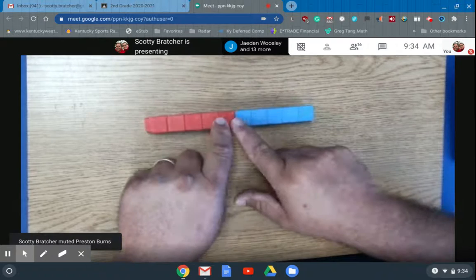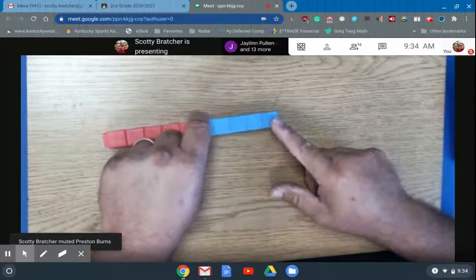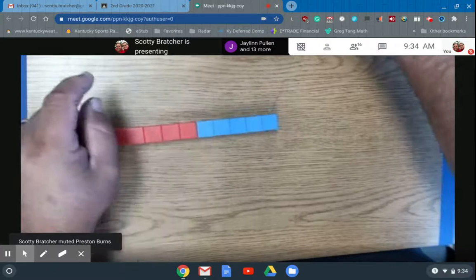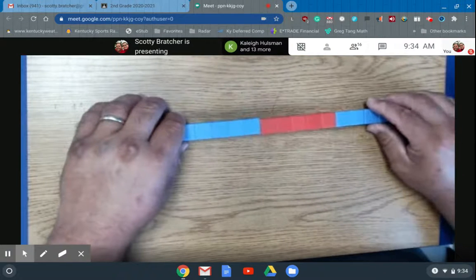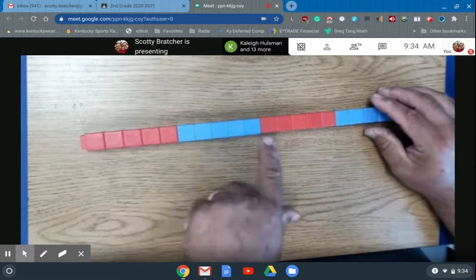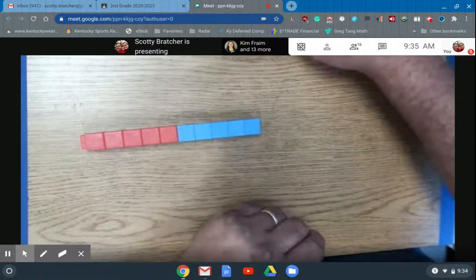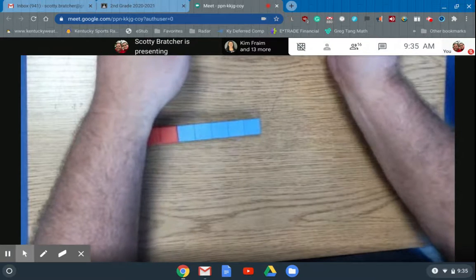Then after the color change, we'll go five more. And then if we keep going bigger, we'll have another color change. At every five, there's a color change. That's what we used a lot last week.